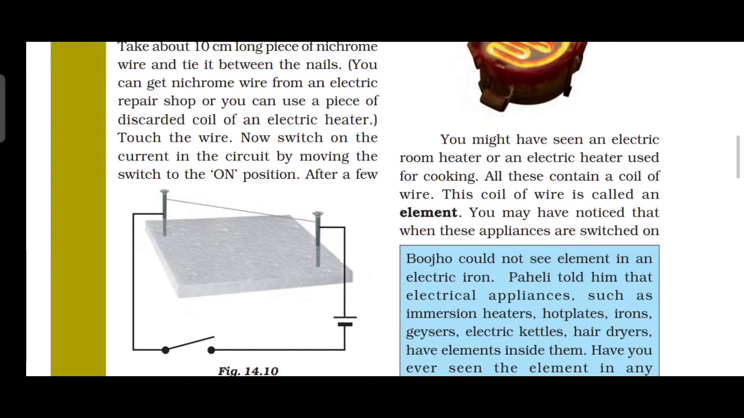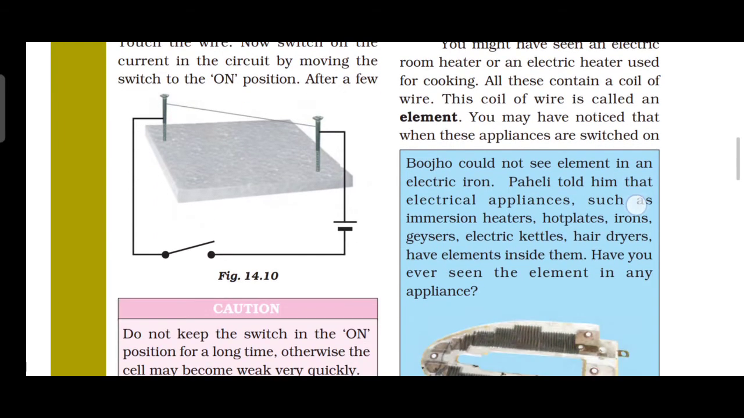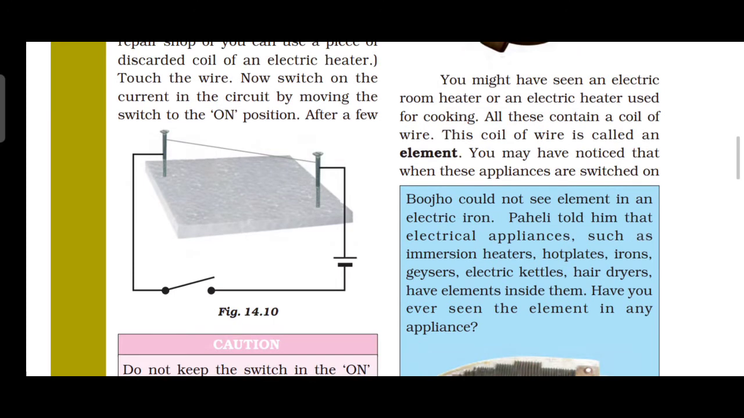Then you might have seen an electric room heater, right? Or an electric heater used for cooking. All these contain what? A coil of wire. What is this coil of wire called? Element. The coil of wire is called the element. Okay. The element is situated in the electric room heater or electric heater.